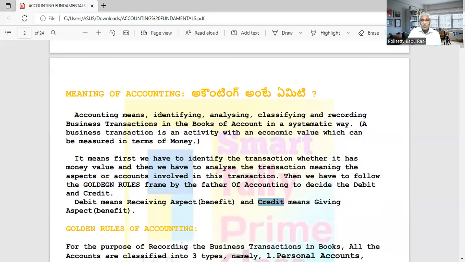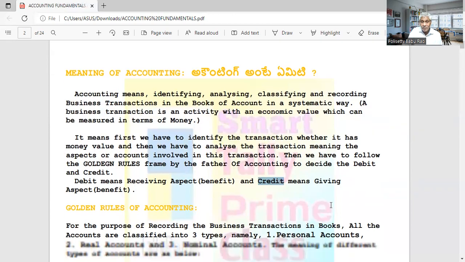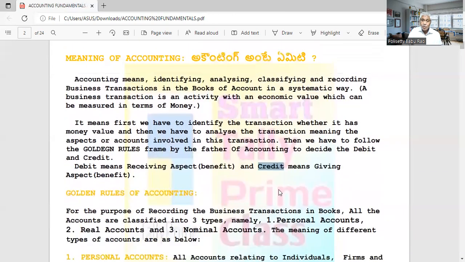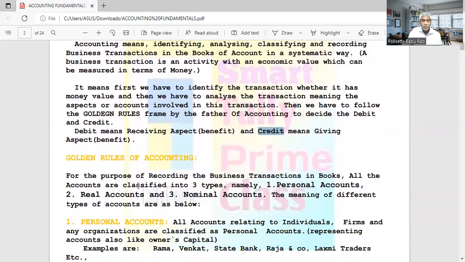Okay, so we have to record them following the rules, deciding which one is to be debited and which one is to be credited. To record these aspects, benefits or accounts, we have to follow the golden rules for deciding and for recording these transactions. These aspects are called accounts, I told you already. These accounts are classified into three types. All the accounts are classified into three types. There will be no account which does not fall within these three.